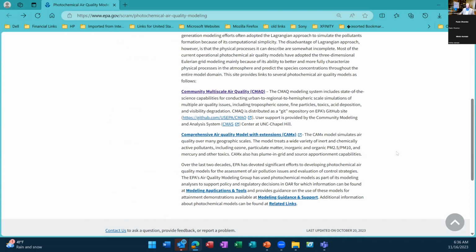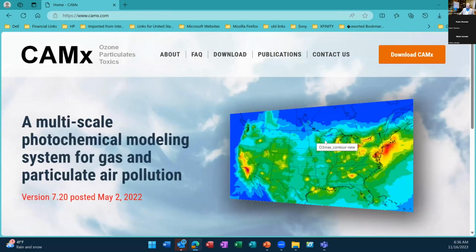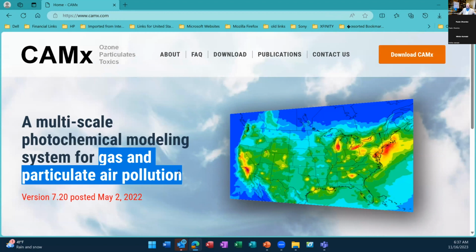Then the other model, that's the one that I recommend, because it's simpler, easier to use, and I think the best way to start to do photochemical modeling is with CAMx. CAMx was developed by a consulting group, supported, of course, by the EPA. Again, it is free. You can download it free of charge. It is fully documented, and it's a very good software to simulate gas and particulate air pollution at the local scale, like an urban area, 100 by 100 kilometers, or a continental scale, like the northern US, North America.